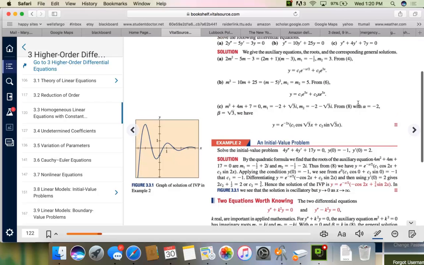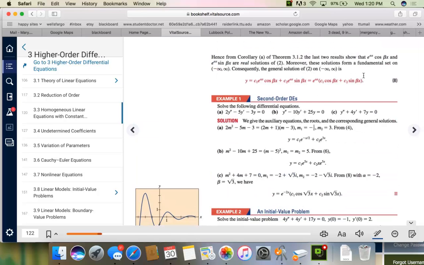Example 2 is a similar problem where we have a similar expression, but we have y at 0 equal to minus 1 and y prime at 0 equal to 2. So we actually have some initial conditions given. The first thing you need to do is find the expression for the general form, which means you have to solve for m1 and m2. They are a complex conjugate pair as given right here, and so our alpha is minus 1/2 and our beta is 2.